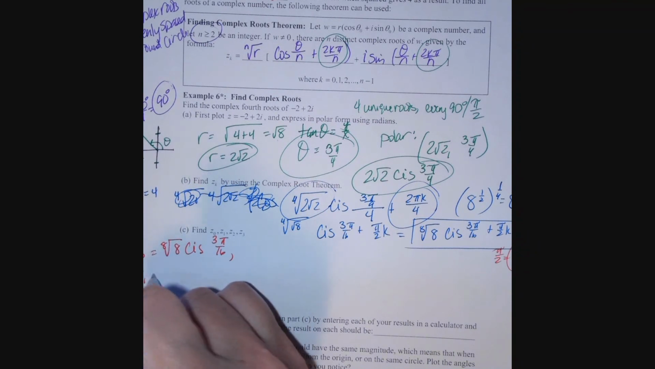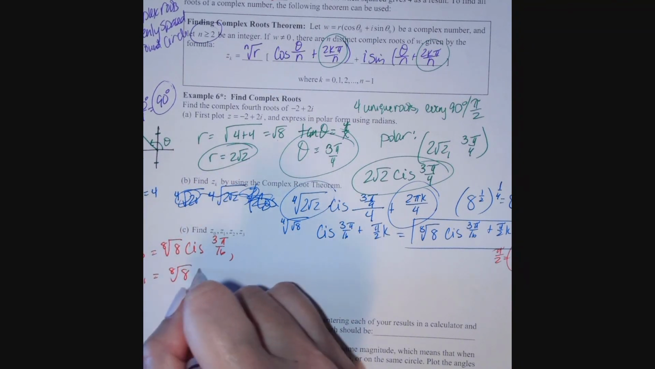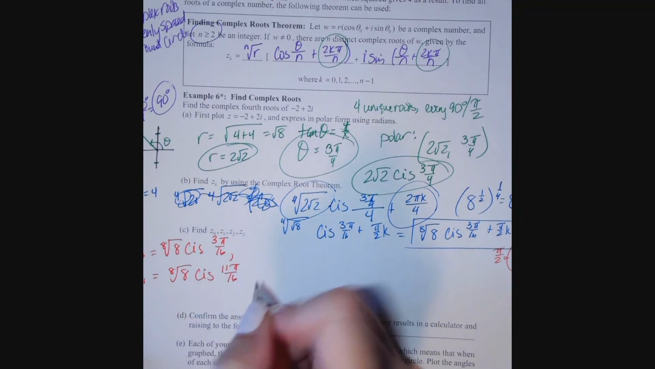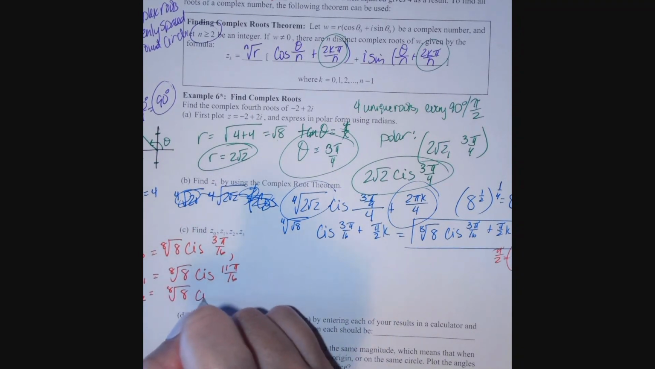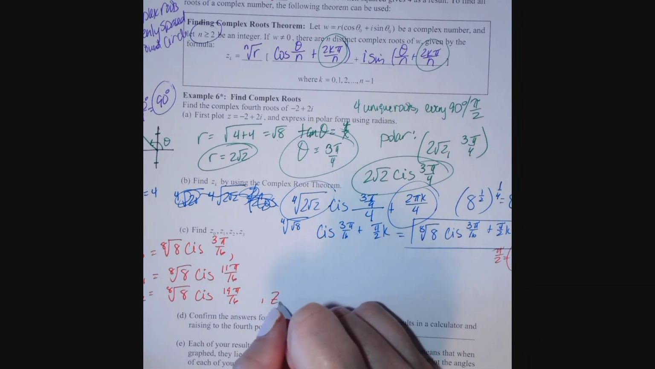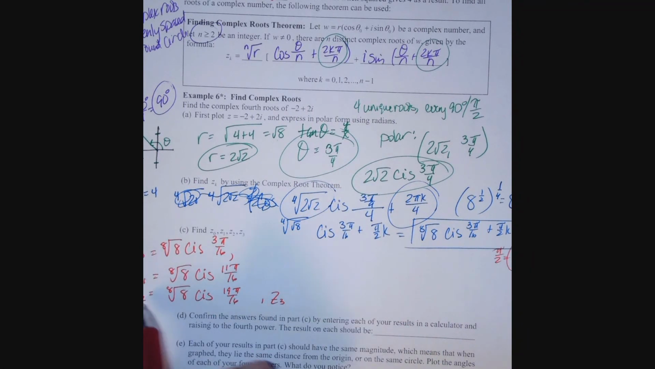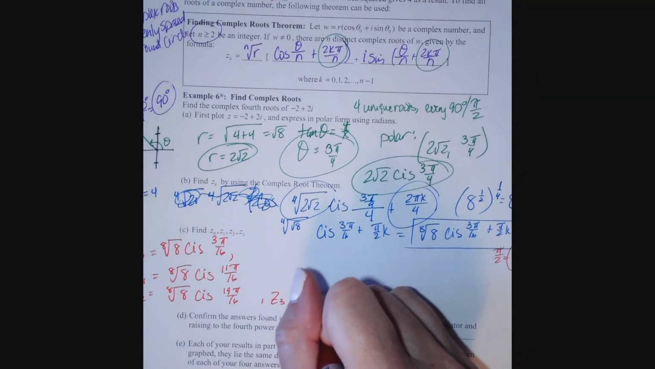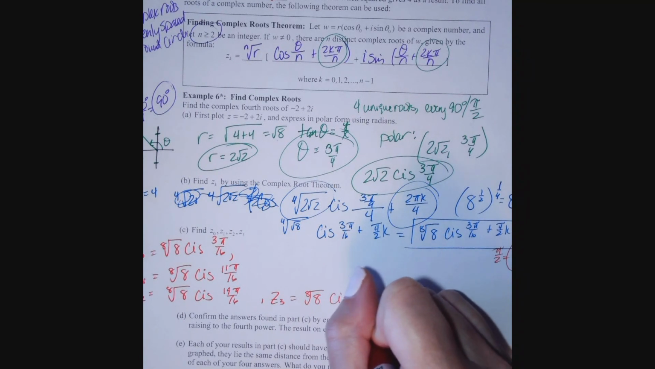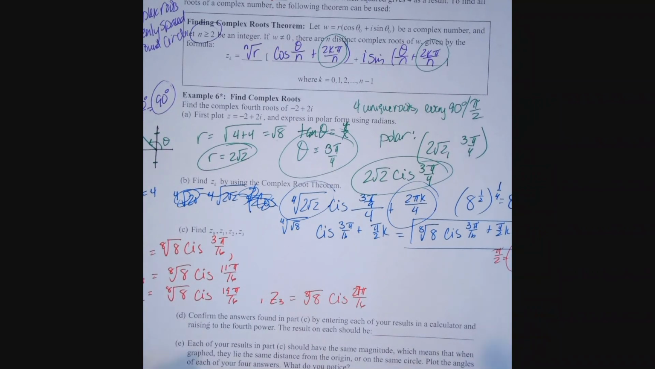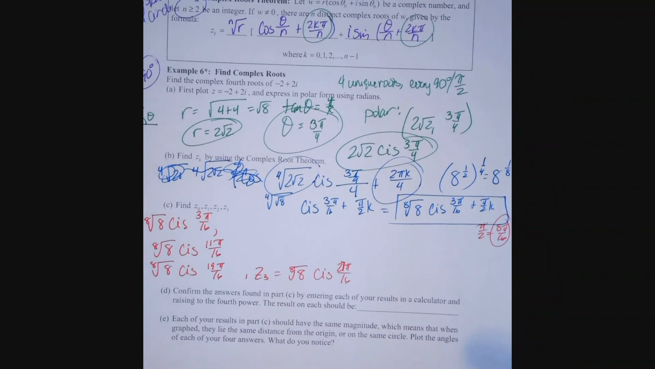The next root is going to be 8th root of 8 CIS, and I add that 8 pi 16ths, I get to 11 pi 16ths. Then z sub 2, the third root, is 8th root of 8 CIS, plus another 8 gets me to 19 pi 16ths. And my fourth root, z sub 3, is going to be rotated another pi half. So I have the 8th root of 8 CIS 27 pi 16ths. So those are my 4 roots, and they were equally spaced.